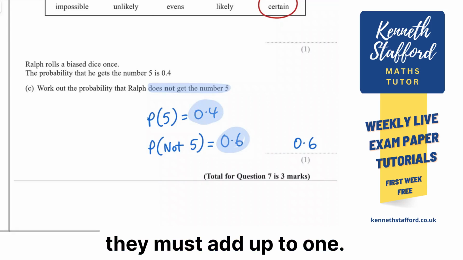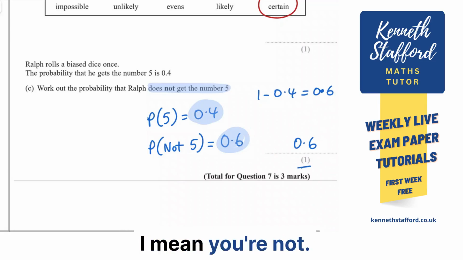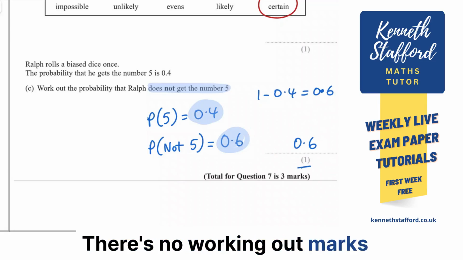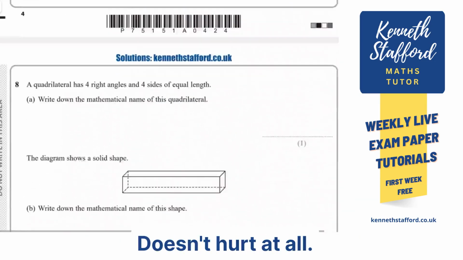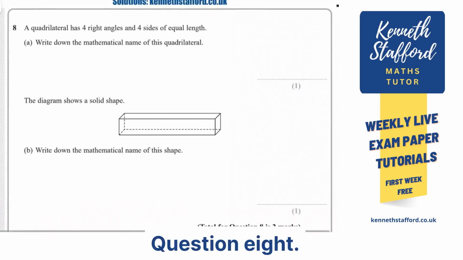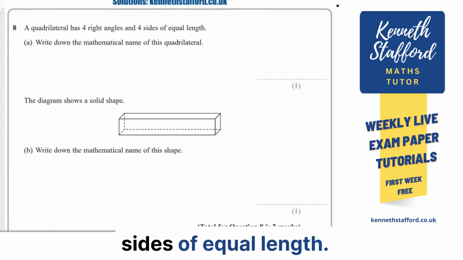They must add up to 1. And we could write 1 take away 0.4 is 0.6. It's good to do that. I mean, there's no working out marks here, but why not put it? Why not be in the habit of it? Doesn't hurt at all.